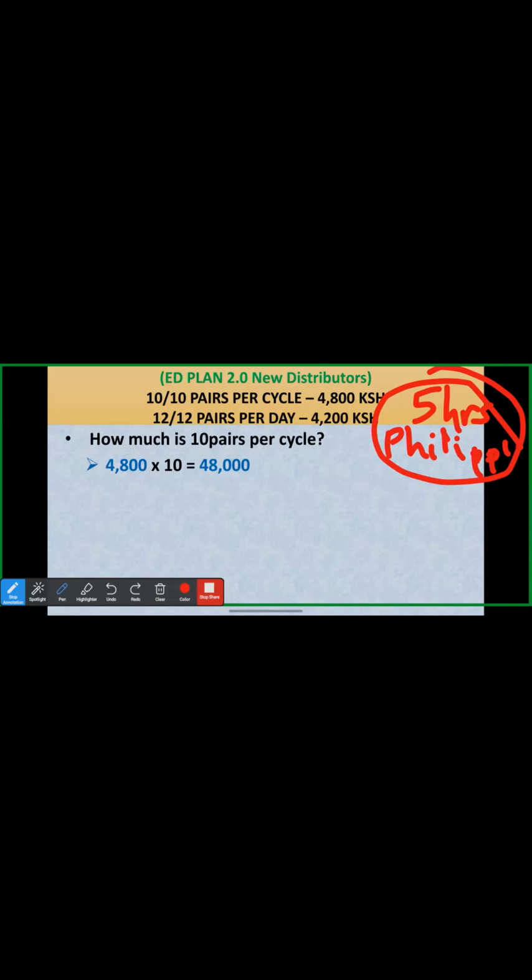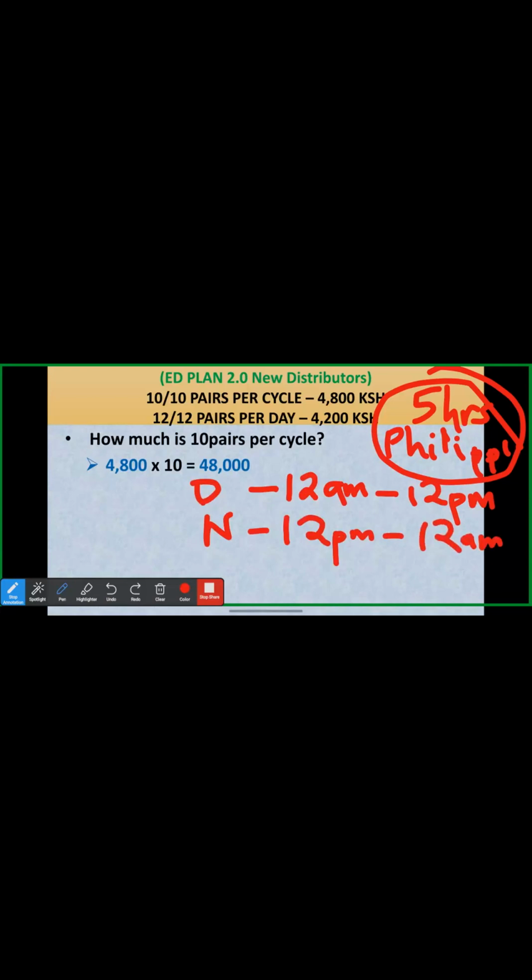Are we together? Now, a cycle runs from 12 a.m. to 12 p.m. That is the day cycle. It is just like a.m. and p.m. This is the day cycle. And then the night cycle runs from 12 p.m. up to 12 a.m.